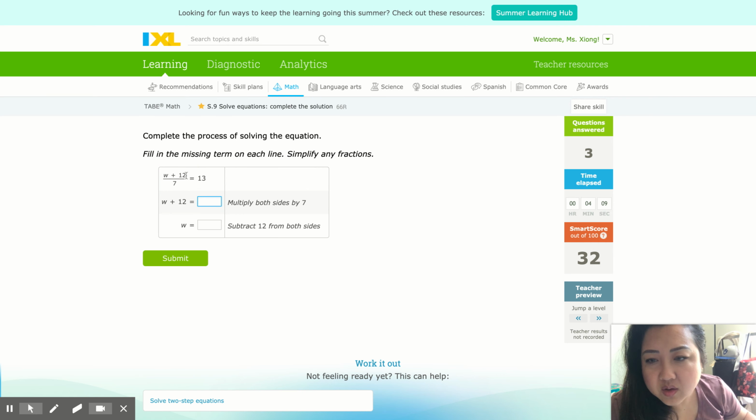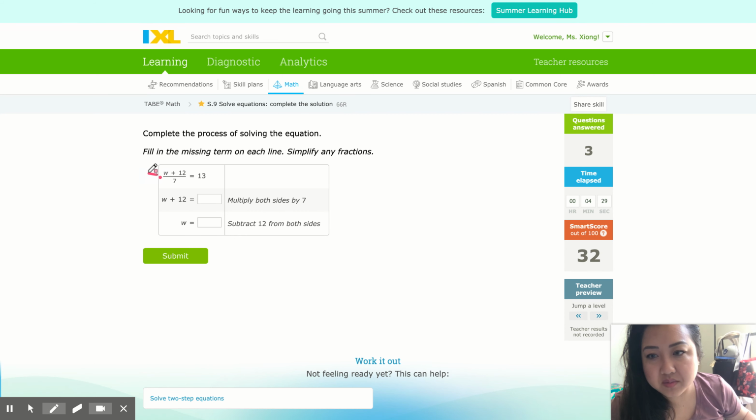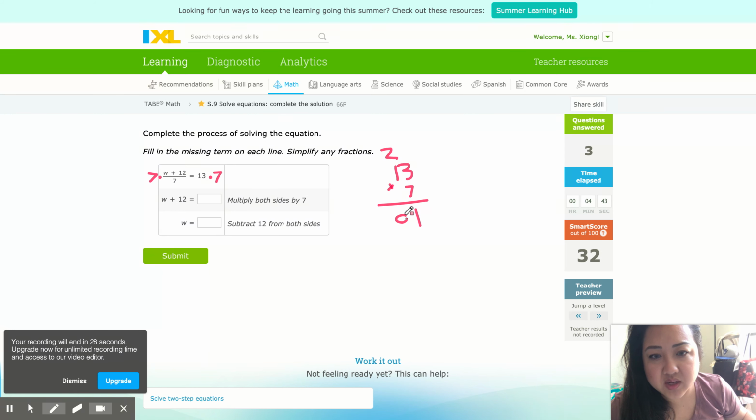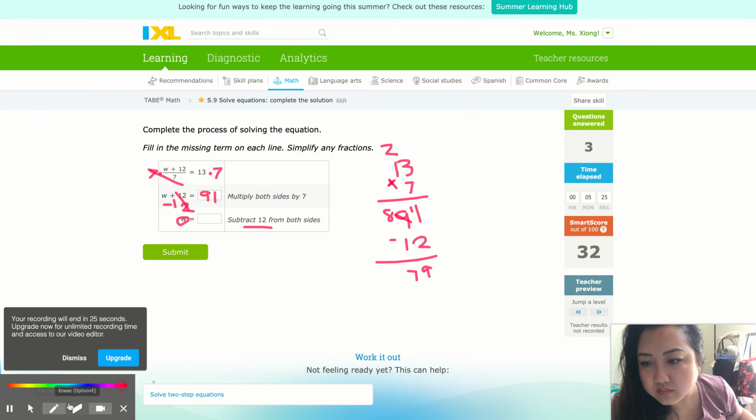This time, if we look at this problem, it looks a little bit trickier, but let's just follow the directions and see what we end up with. So we have to multiply both sides by 7 first, all right? So that means I need to do 13. I'm going to multiply by 7. 13 times 7. So 3 times 7 is 21. 7 times 1 is 7. Plus 2 is 9. Hold on. So my answer should be 79.